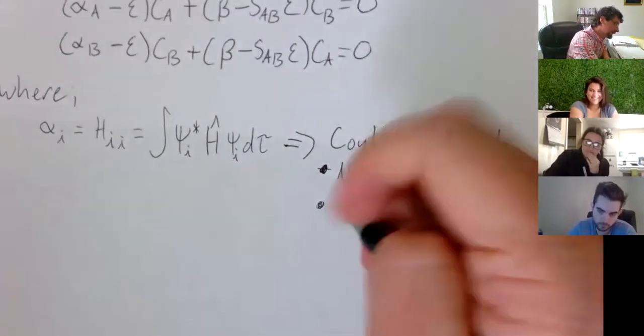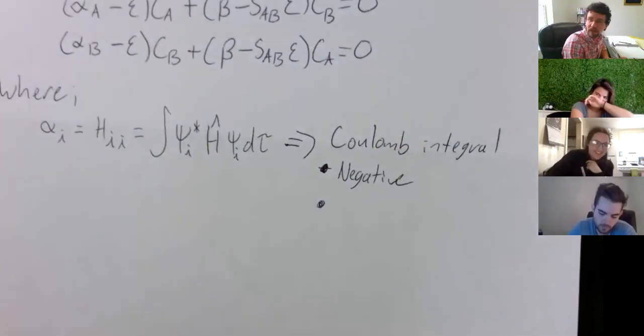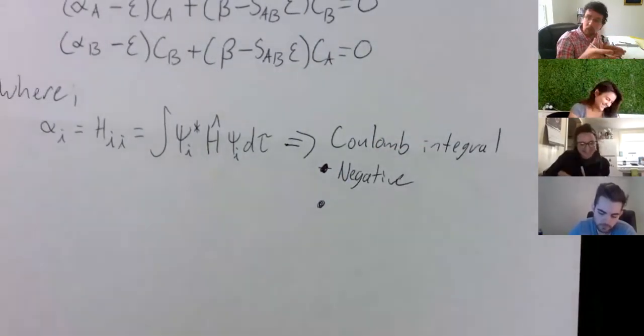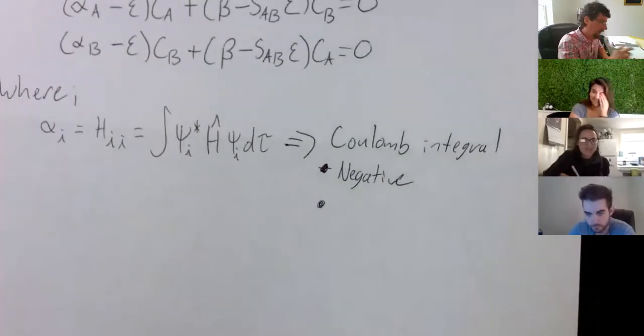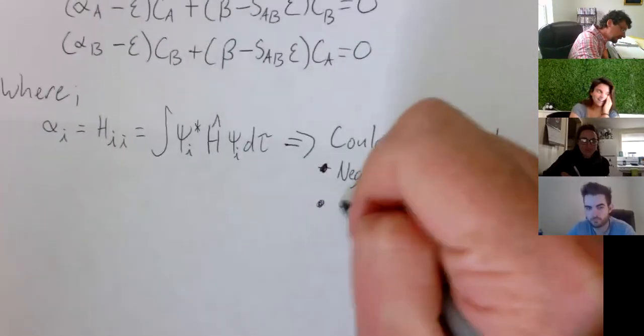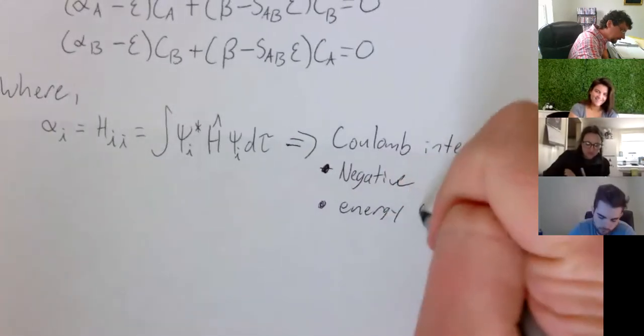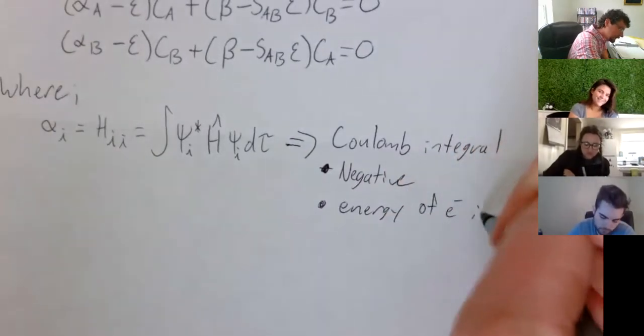And basically what this is keeping track of is the energy of the electron when it's contained within orbital I. So energy of electron in orbital I.